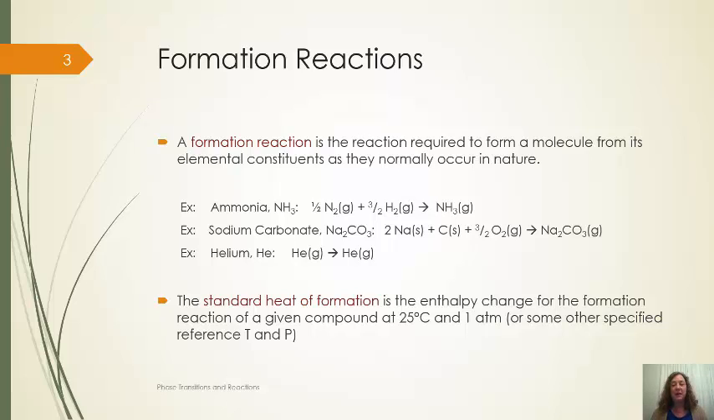Now, the standard heat of formation is typically what you'll be able to find in data books. It's going to be the enthalpy change for the formation reaction if the given compound was at 25 degrees C in 1 atmosphere. Sometimes it's not that temperature and pressure, and so you'll want to read in the data booklet to see exactly what they used. But this is going to be, again, an opportunity for us to combine this with a hypothetical path if our reaction does not occur at 25 C in 1 atmosphere.